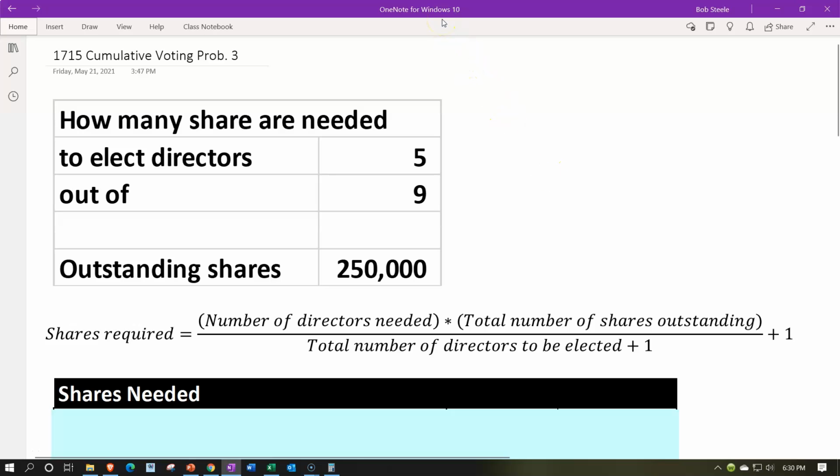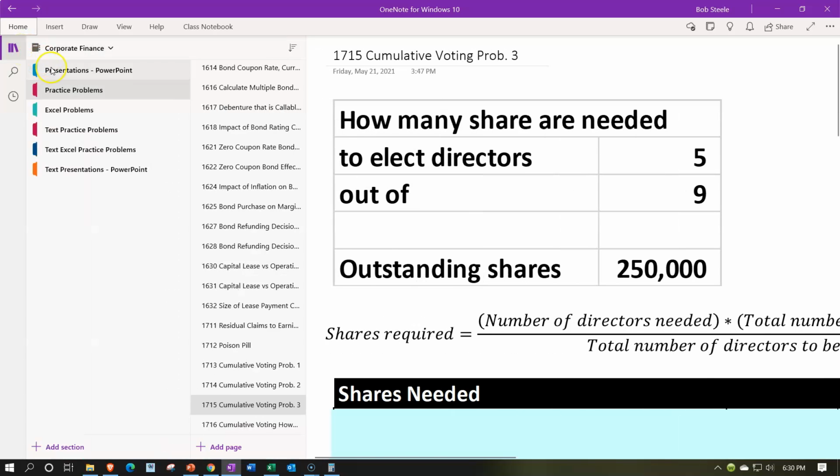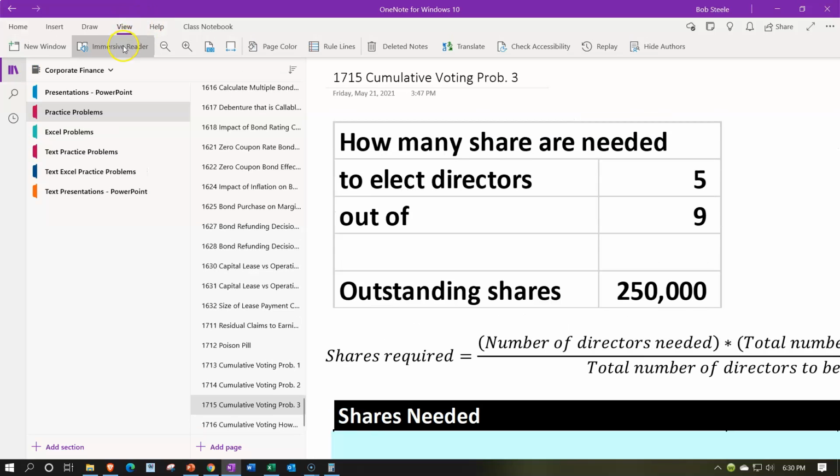If you have access to OneNote and would like to follow along, you're not required to, but if you'd like to, we're in the icon on the left-hand side, Practice Problems tab, down in the 1715 Cumulative Voting Problem number 3 tab. Also note, when using OneNote, take a look at the Immersive Reader tool. Our practice problems will be mirrored in the text area, same name, same number, but with transcripts. Transcripts can be translated into multiple different languages and either listened to or read in them.